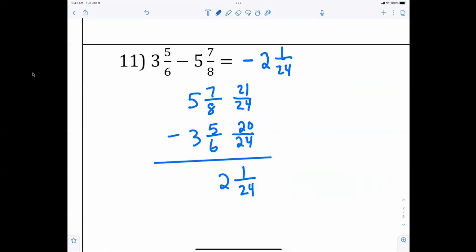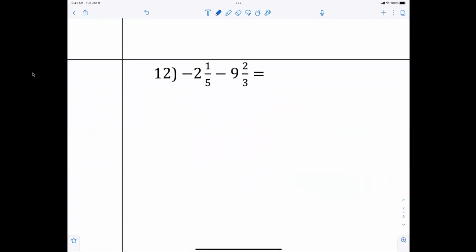Come on, guys. We're concentrating together. All right. Anybody have any questions with number 11? And don't forget, like I said, it is negative. All right. So everybody knock out. Let's look at 12 real quick.